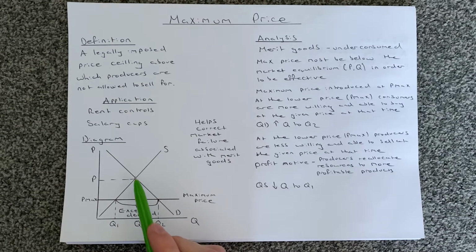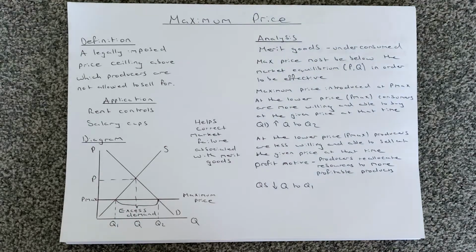Obviously, quantity supplied would have been at a quantity of Q. But with the maximum price being introduced, that quantity supplied is now reduced from Q to Q1 due to the profit motive. Obviously, that lower price is not as profitable for firms, and therefore they're going to reallocate their resources elsewhere. And as a result, there is less supply within the market.